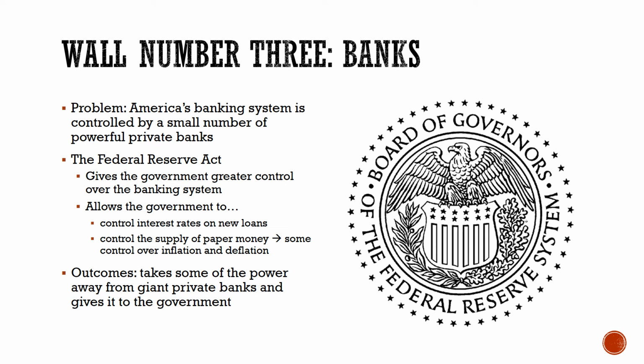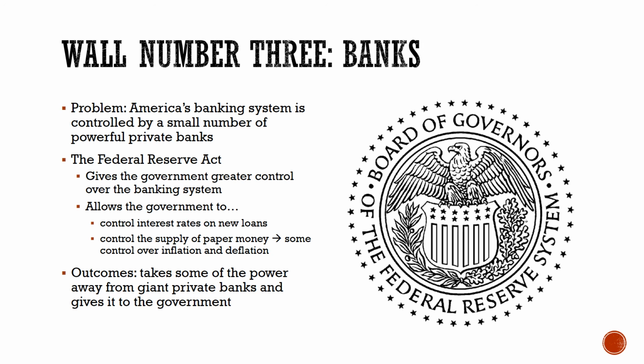And third is banks. So one of the big problems in the United States was that the banking system was controlled by a small number of very powerful banks, most of them located in New York City. And what this meant is that the banks had a huge amount of power to control how the American government functioned. To fix this, Wilson signs into law the Federal Reserve Act.